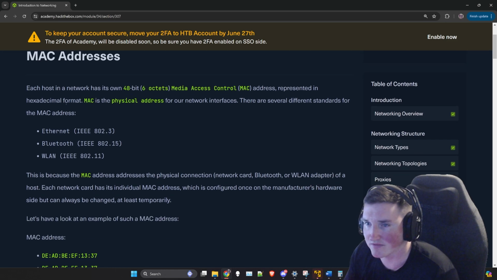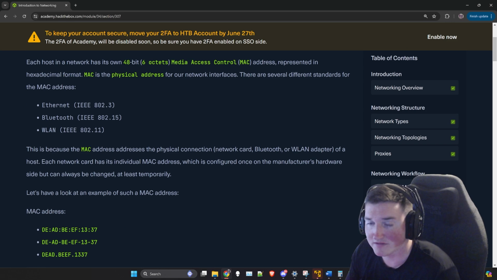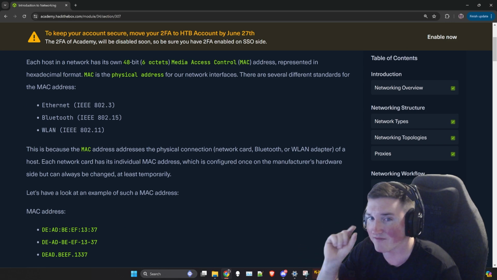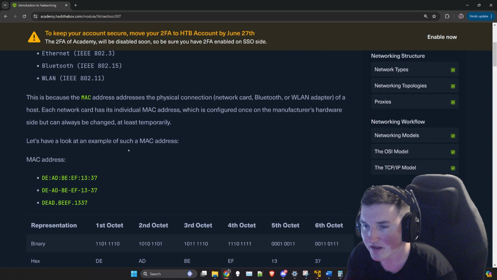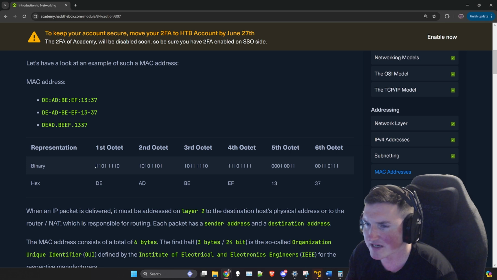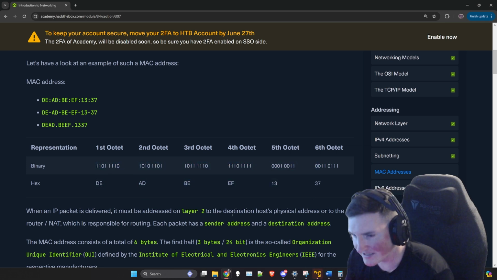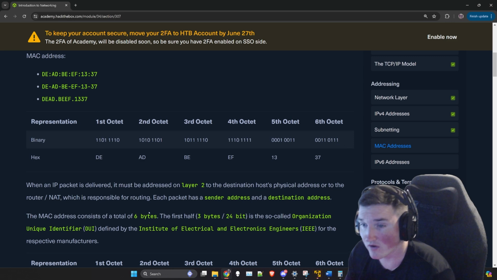Represented in hexadecimal. Hexadecimal is very simple. It's the same as binary, except slightly different, and I'll show you what I mean. So now you can see here's the binary of this hexadecimal. They're trying to break down MAC addresses to show you the layout of MAC addresses here first.